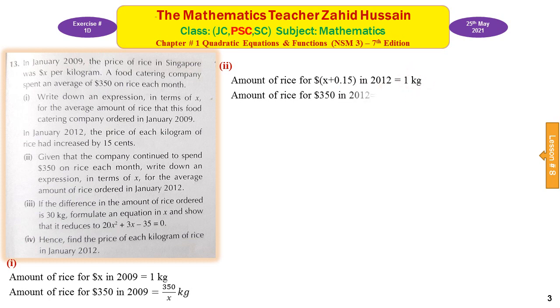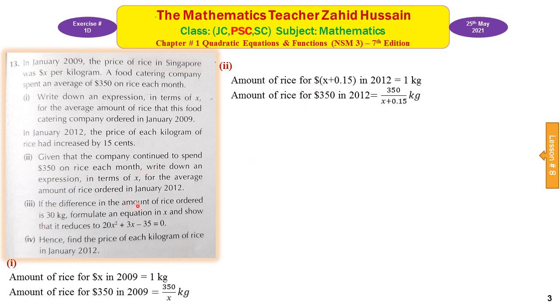So what will be the amount of rice bought for $350? 350 over x plus 0.15 kilogram. The condition is given in part 2 that the company continues to spend $350 on rice each month. So this is part 2.